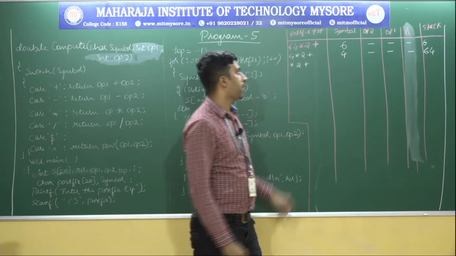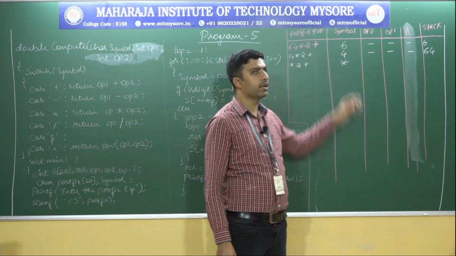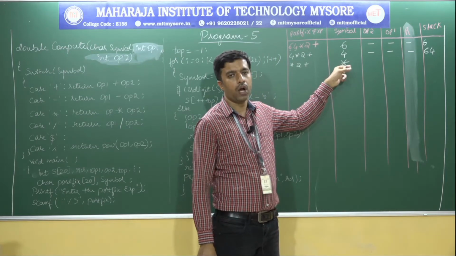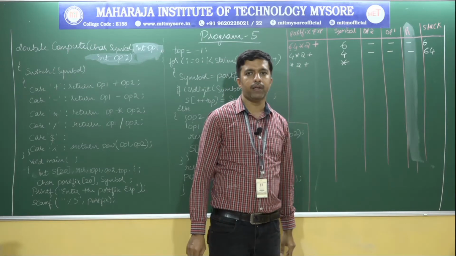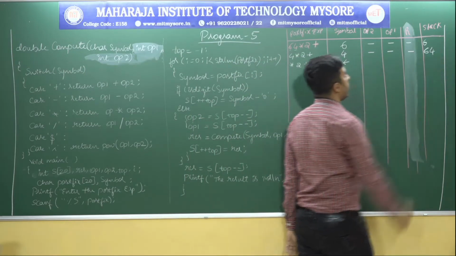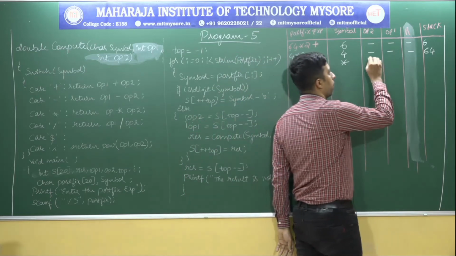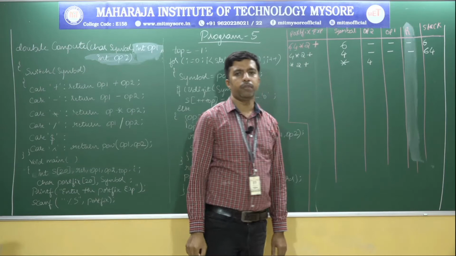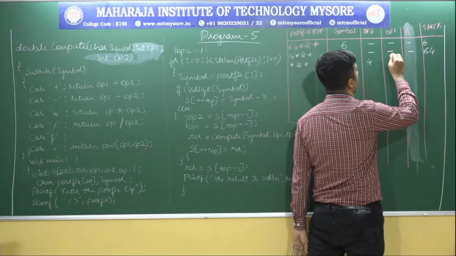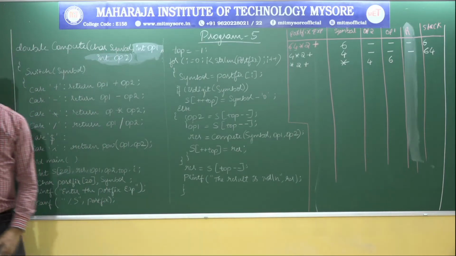Now the next scanned element is *. When you encounter something other than the digits, other than the operands, that is an operator, operations have to be performed. What operation? The first popped out element is stored in operand 2, that is 4. The second popped out element is stored in operand 1. What is there at operand 1? That is 6.